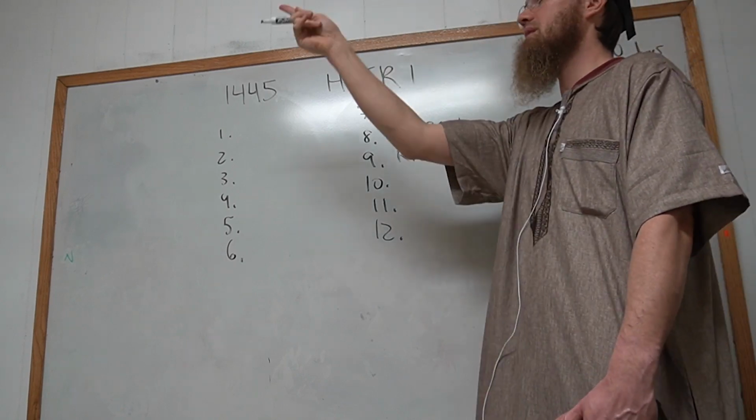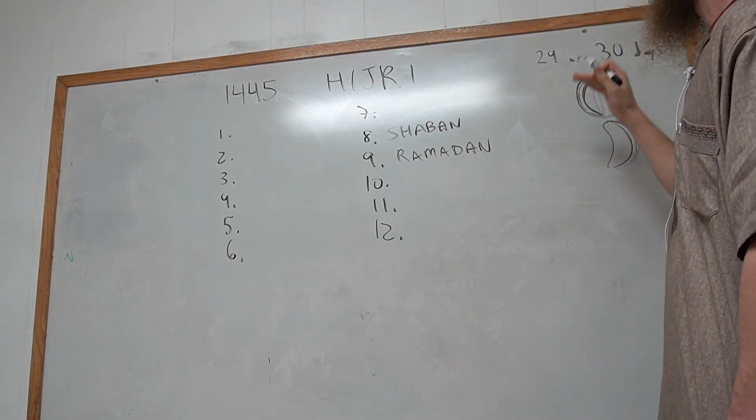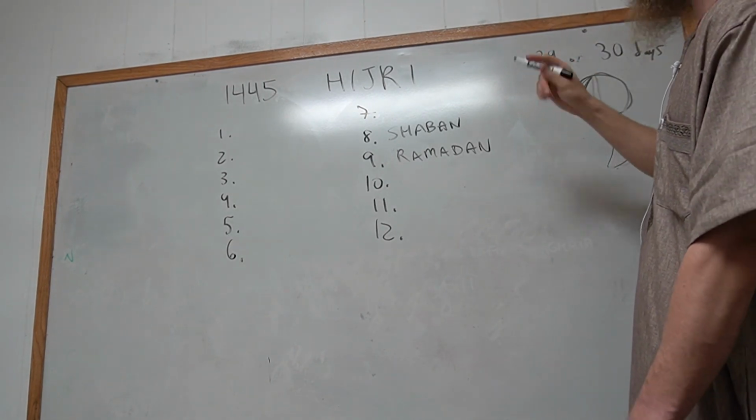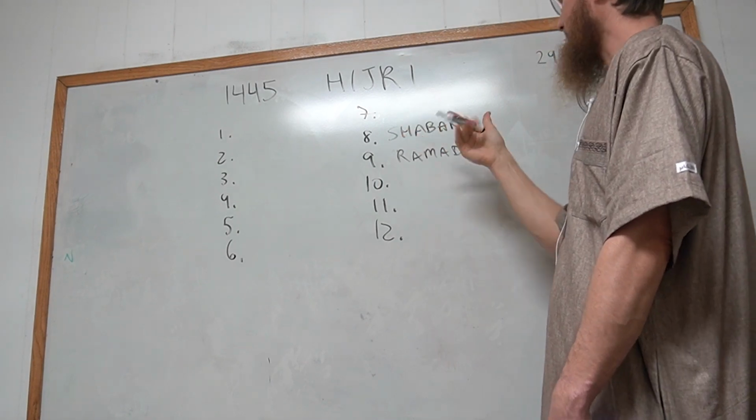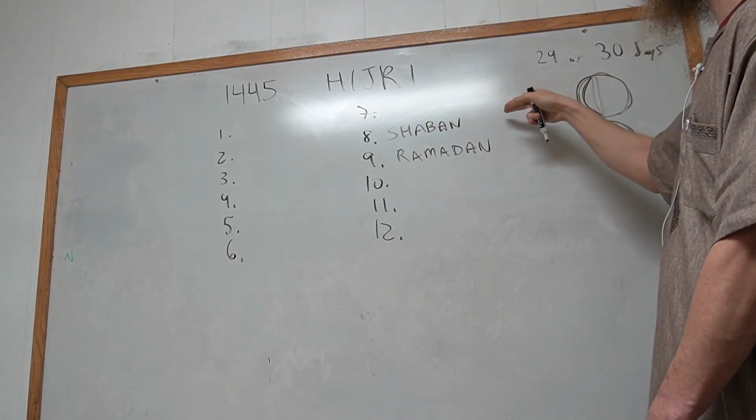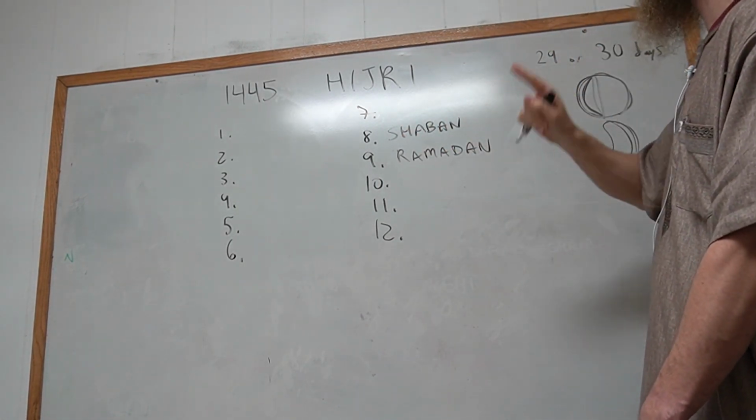And then it disappears. And when it disappears, that's why you go out to see if you can spot it, right? So on the 29th, if you see the crescent, then that means the next day is going to be what? Ramadan in our case, but at the end of every month, it's going to be the first of the new month.